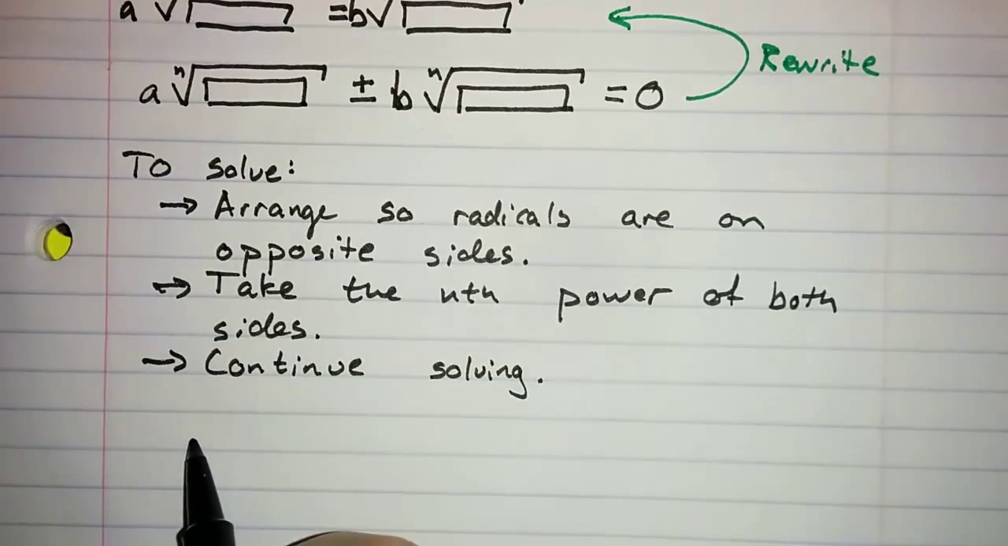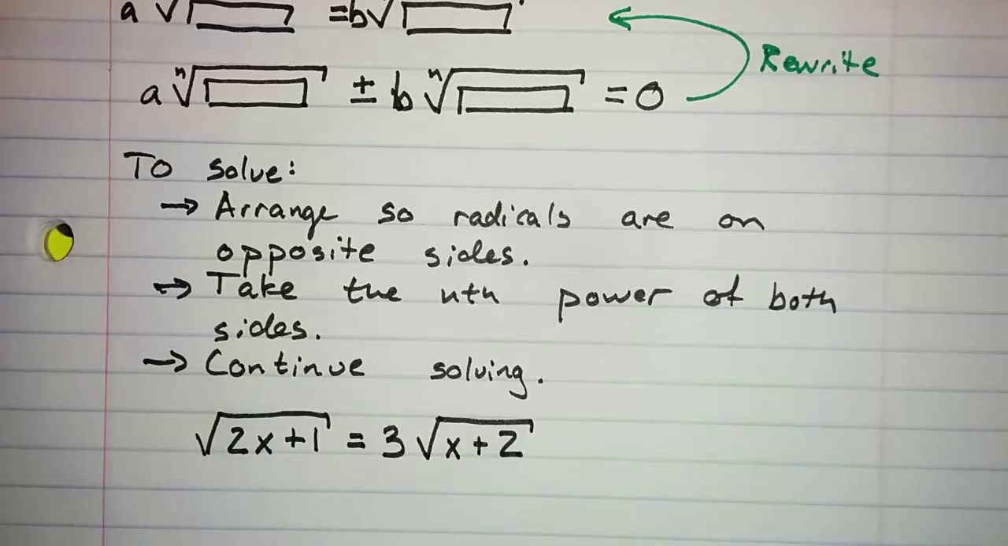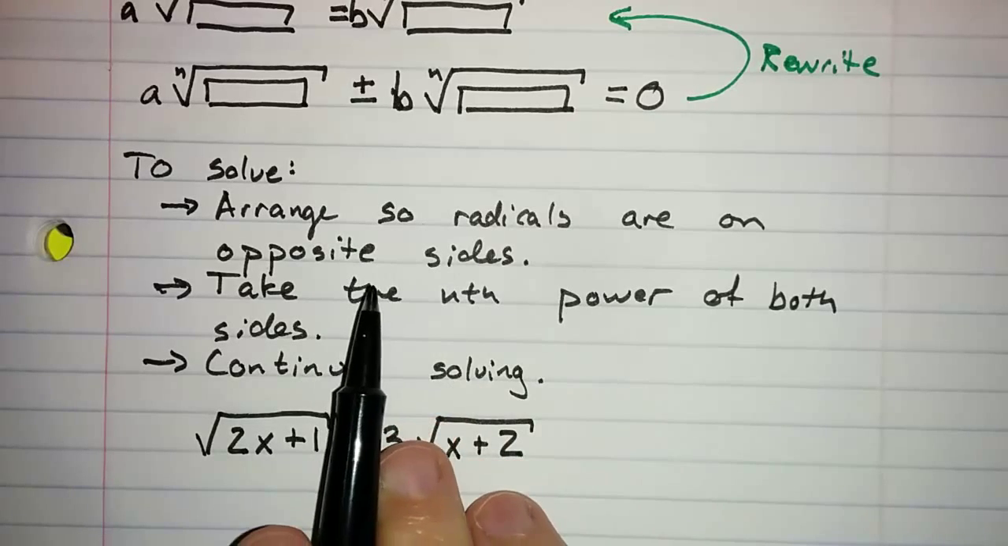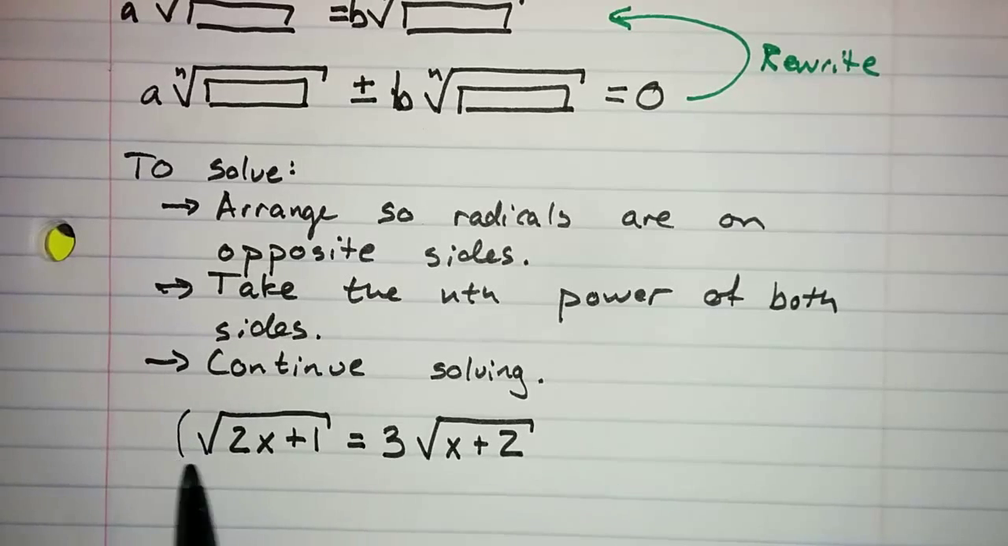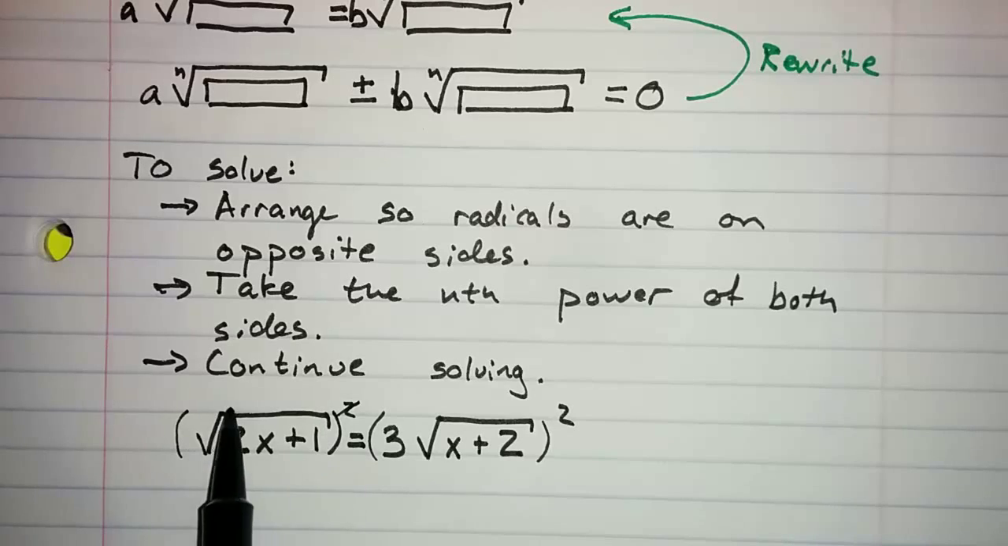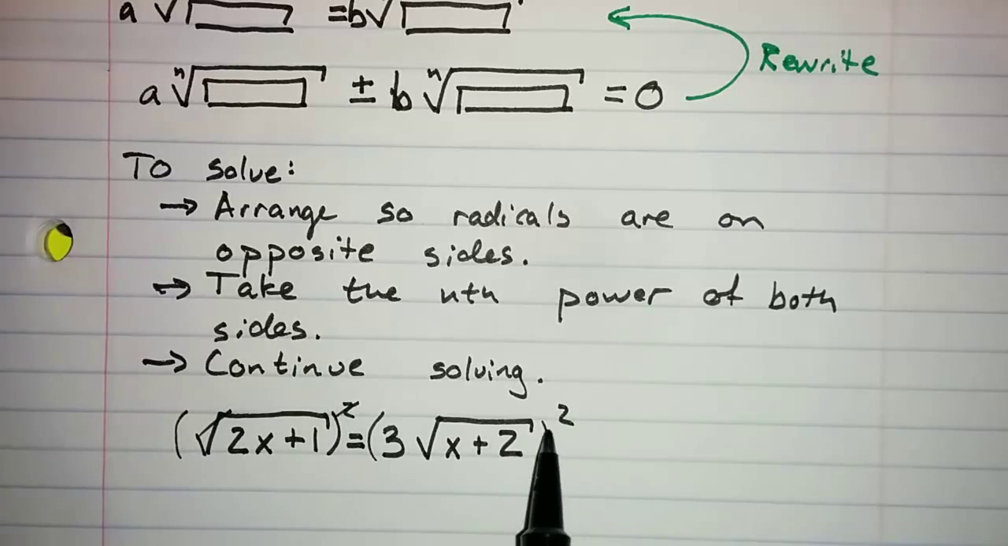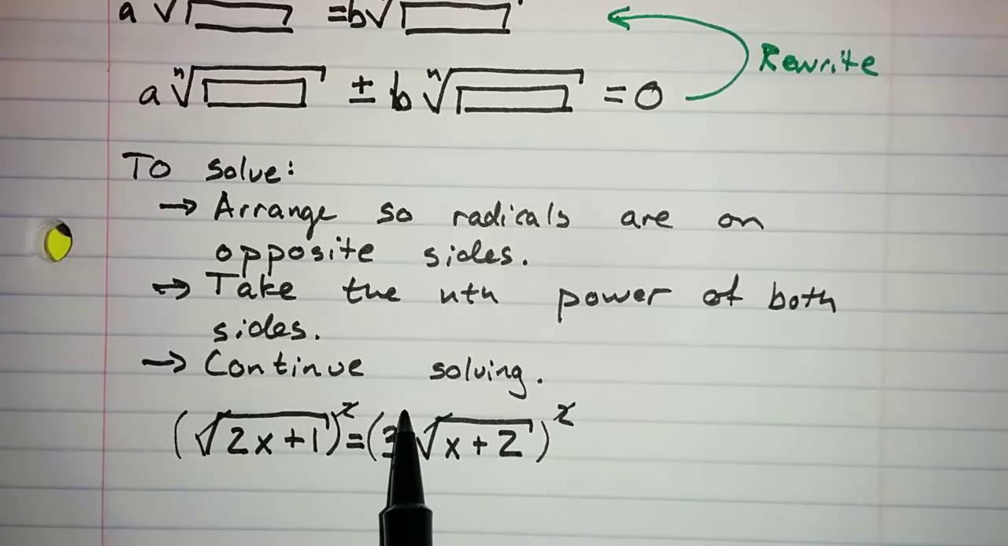So, for example, if I have this equation, the square root of 2x plus 1 equals 3 times the square root of x plus 2. Well, it's already arranged so that the radicals are on opposite sides. We have no extra stuff added on outside either radical. So I can square both sides. Here, the square and the square root cancel. Here, the square and the square root cancel, but I also have to distribute the square onto the 3.